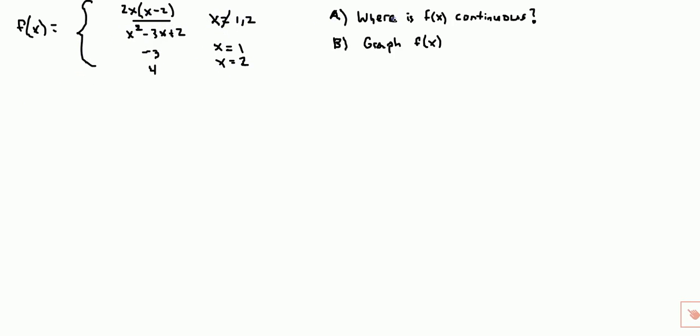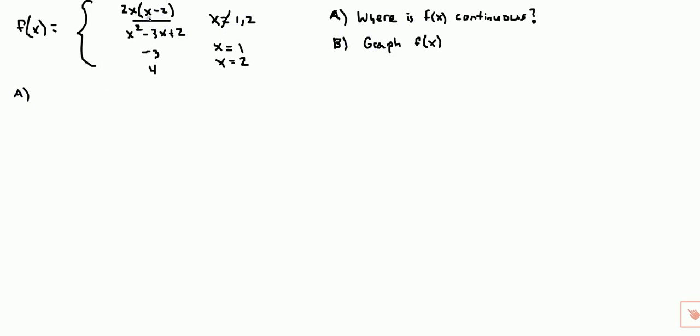And what we want to know is A, where is f of x continuous, and B, what does the graph of f of x look like? So we'll start off with part A. Where is f of x continuous? Well, we need to figure out where the problem areas are. We can kind of assume that they're 1 or 2, but let's see how we might find that out.